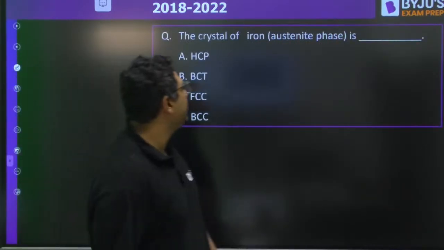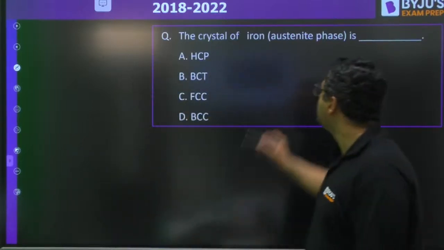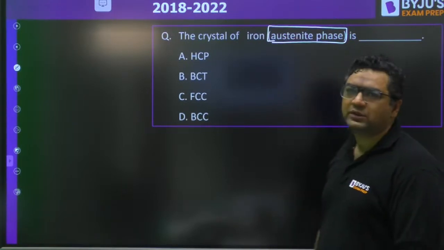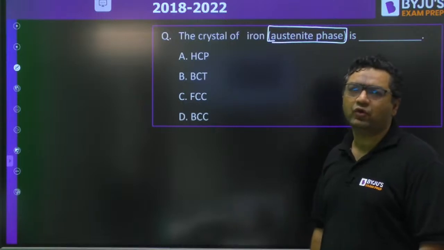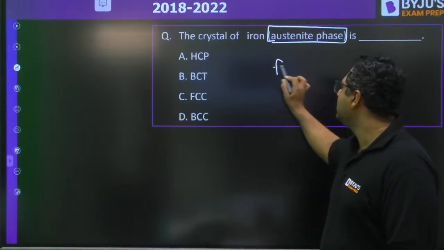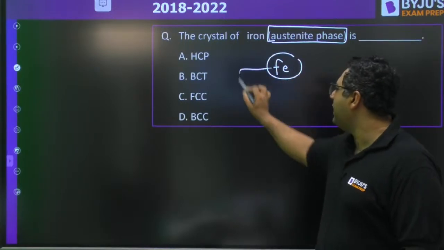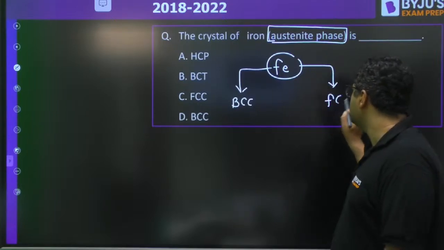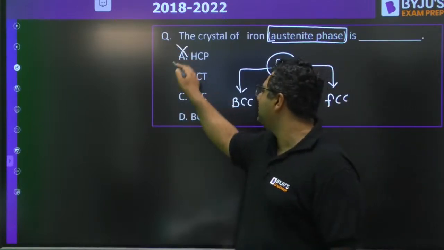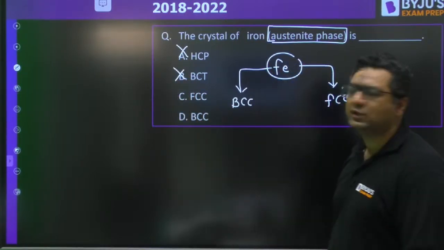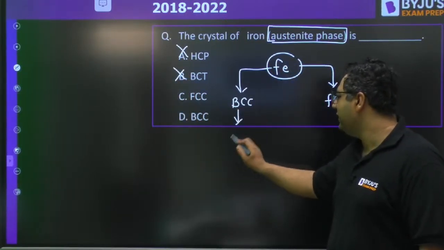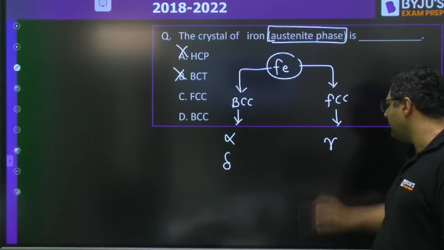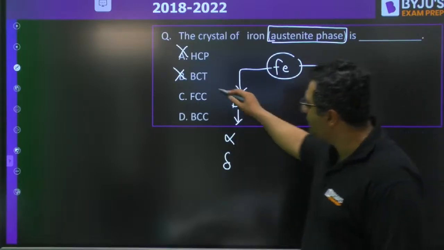Now, my dear, this question is about the crystal structure of iron in the austenitic phase. Let us see how many of you know that. This question has been asked in ISRO also. Iron shows two types of structure, either BCC or FCC. So first of all, HCP is wrong, BCT is wrong, so either C or D will be the answer. BCC is ferrite, alpha or delta. FCC is gamma or austenite. So the answer will be FCC for this.